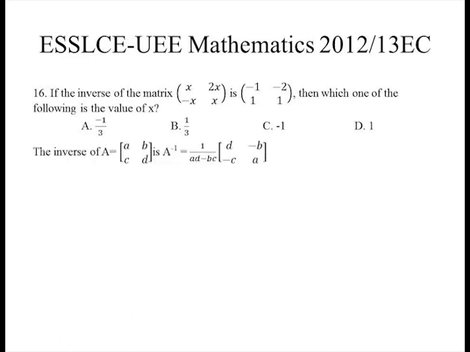The inverse of a matrix A having elements of first row a, b and elements of second row c, d is given as A inverse is equal to 1 over the determinant of A, that is ad minus bc, times this matrix: switch a and d, and multiply b and c by negative.